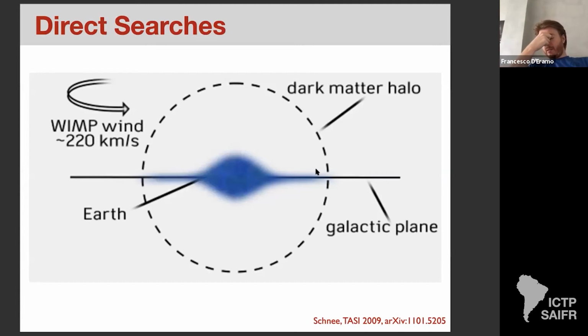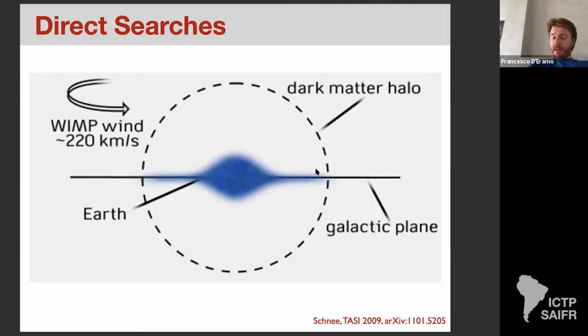So when the dark matter velocity is parallel and with the same direction, the flux of WIMP is minimal because we are moving away from the WIMP wind, okay? When we are moving against the WIMP wind, of course, the flux will be maximum. So this translates into an annual modulation of the signal that you should expect as a consequence of the motion of the Earth around the sun, okay?